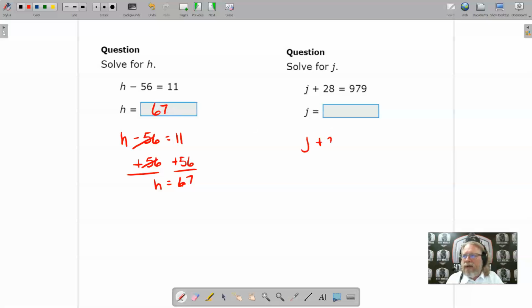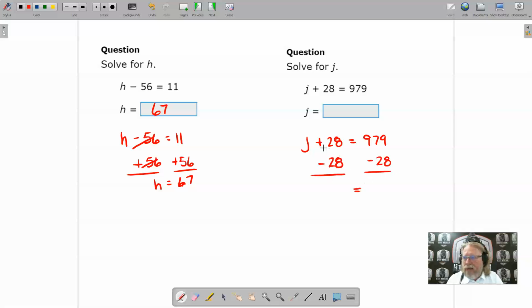Let's rewrite the problem. j plus 28 equals 979. So the 28 is tied to the j through addition. The opposite operation is subtraction. I'm going to subtract the very number I wish to get rid of, which is 28. And what I do to one side, I have to do to the other.